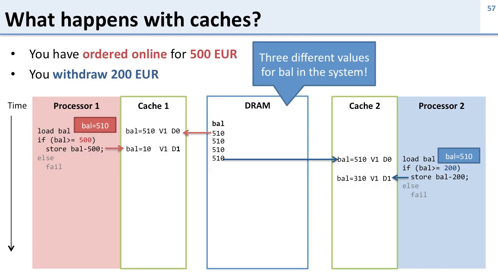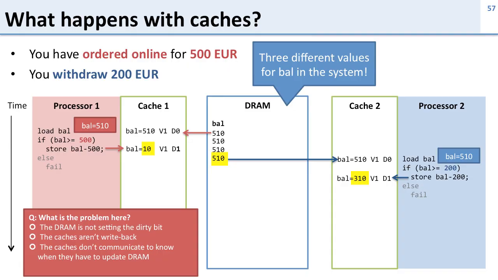So what happened here? We have three different values for the balance variable in the system. We have one in cache 1, which is the result of processor 1 running, one in the DRAM, which is what we had from the beginning, and one in cache 2, which is the result of processor 2 running. This obviously isn't what we want. So what is the problem here?